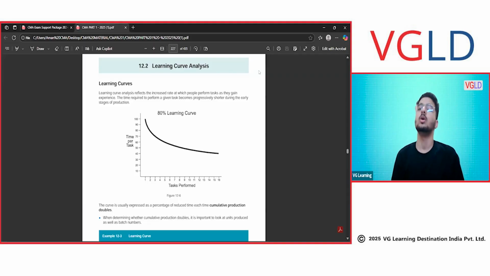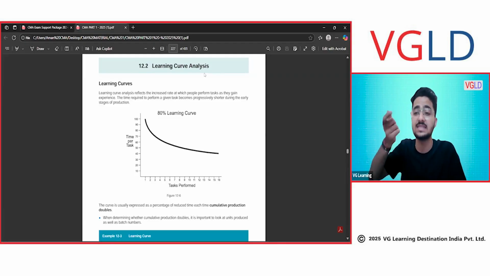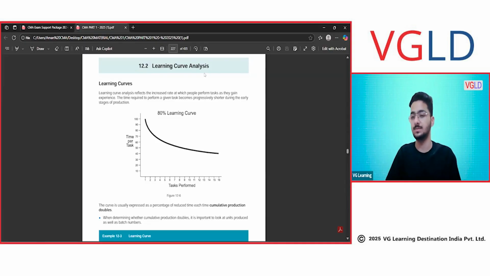So when in an organization you perform the same task again and again, you gain some specialization. You gain certain good things, and on that basis you start growing, you produce more, you do things well. So learning curve analysis basically shows the rate at which people can perform tasks faster as they gain experience.